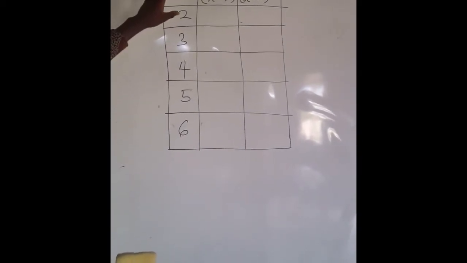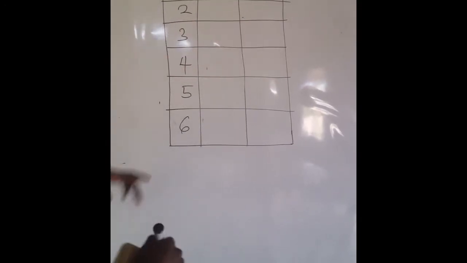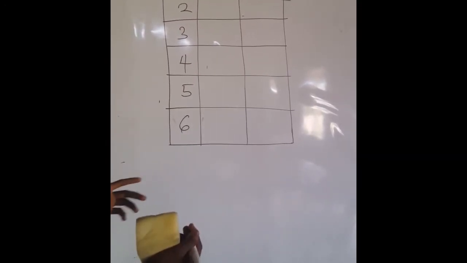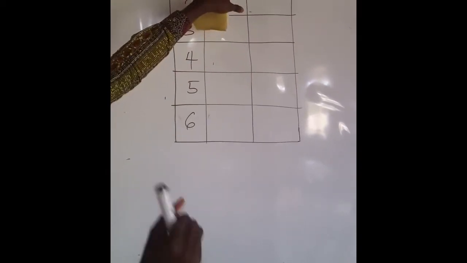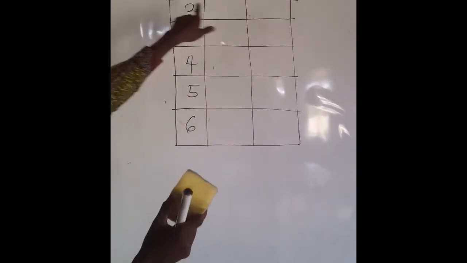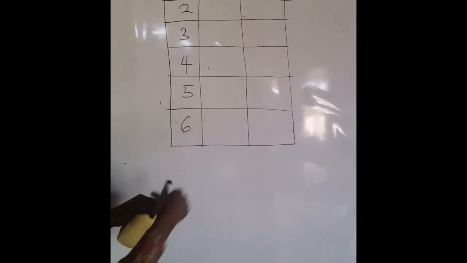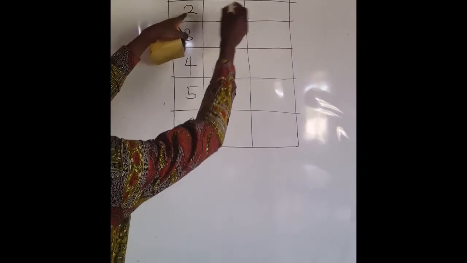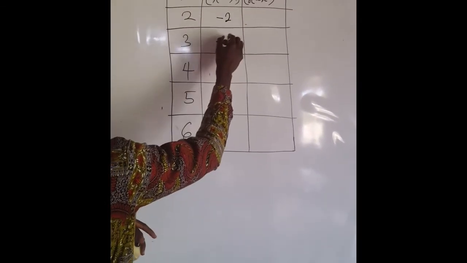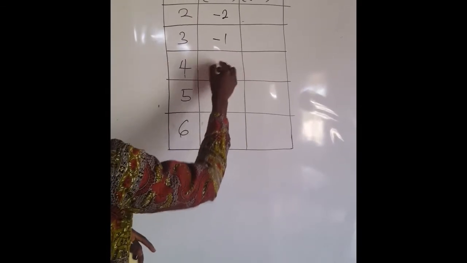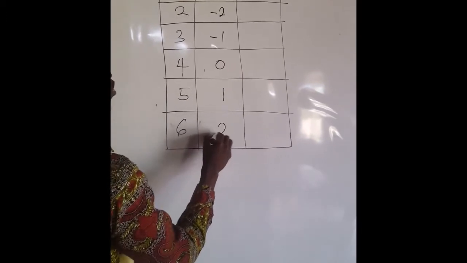X stands for the numbers here, and the x bar is the mean we have calculated, which is 4. So x minus x bar simply means we are subtracting the mean from these numbers, and the mean is 4. So 2 minus 4 is going to give us minus 2. 3 minus 4 is minus 1. 4 minus 4 is 0. 5 minus 4 is 1. And 6 minus 4 is 2.